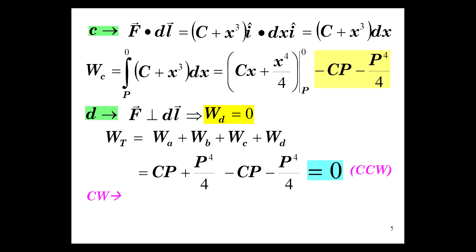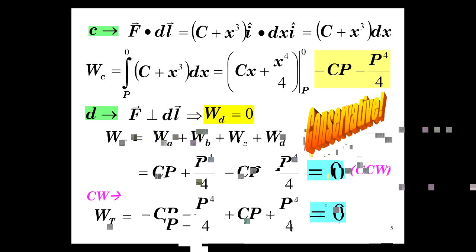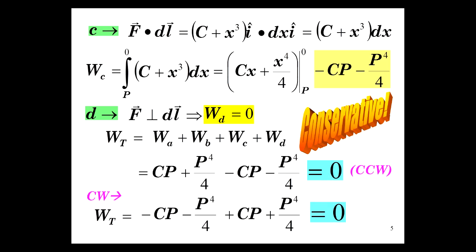If we go clockwise, it just changes the sign because the integration path has been reversed. So the total work is minus cp minus p to the fourth over 4 plus cp plus p to the fourth over 4, which is 0. So it's a conservative force because as we completed the round trip, you end up with 0, and it's path independent as well. So there is a conservative force.